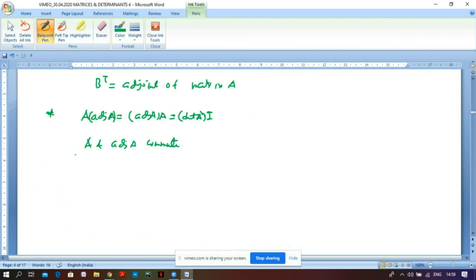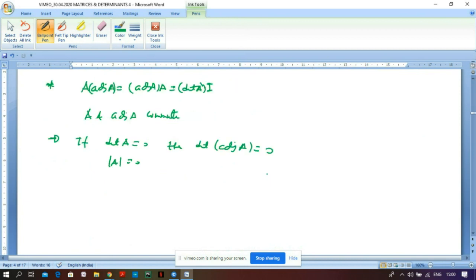Now, based on this, we can have some results which are important. So we'll do two small results. One is that if det of A, I will use the symbol det, or I can also use the modulus symbol, both are the same. If det of A is 0, then det of adjoint of A is also 0. So one has to prove that if det of A is 0, then det of adjoint A is also 0. Now, this question is really easy, but then we use it a lot.